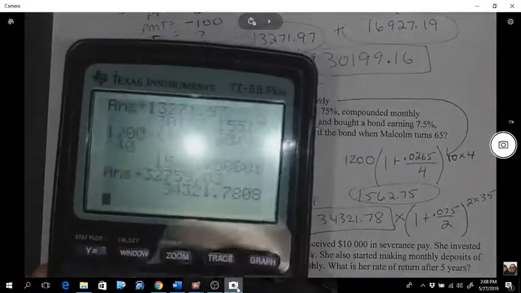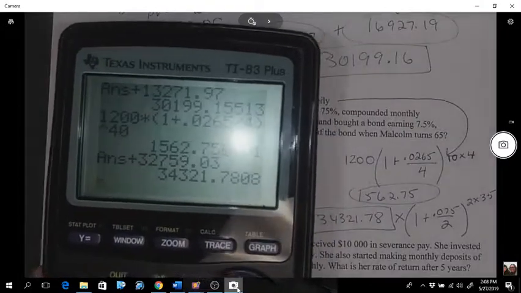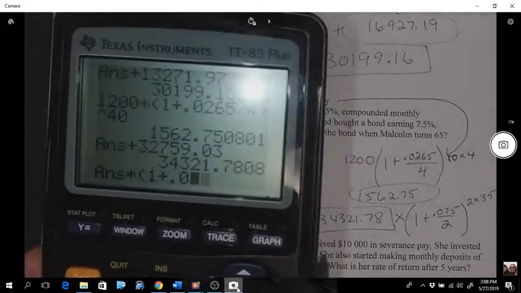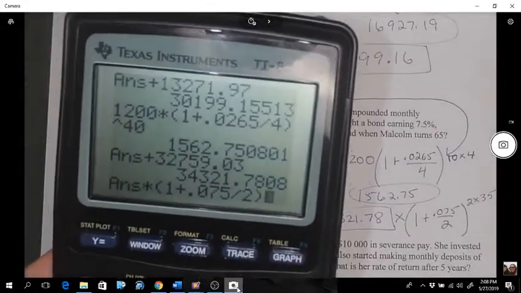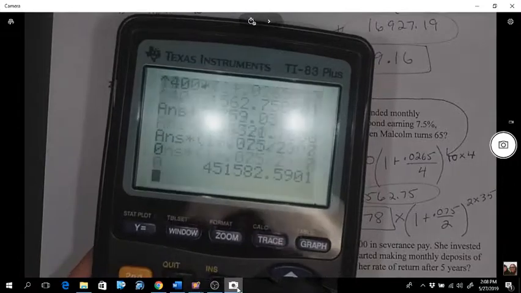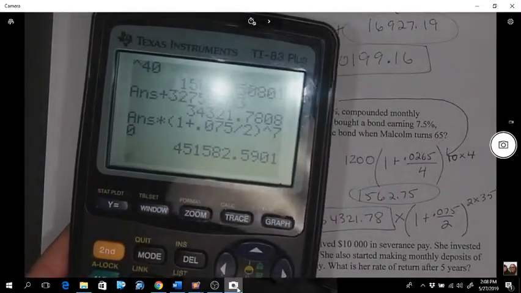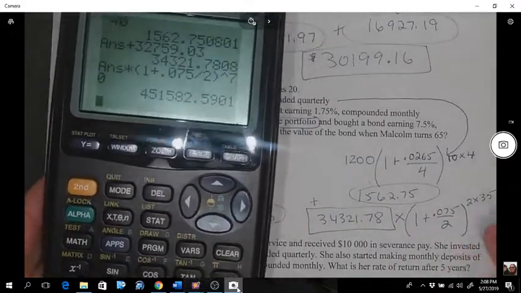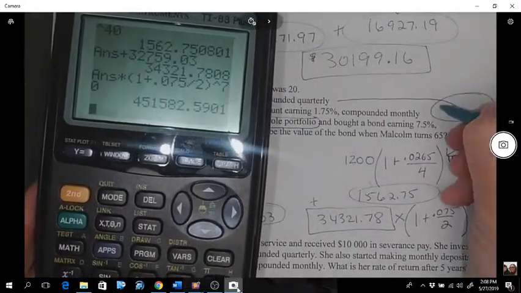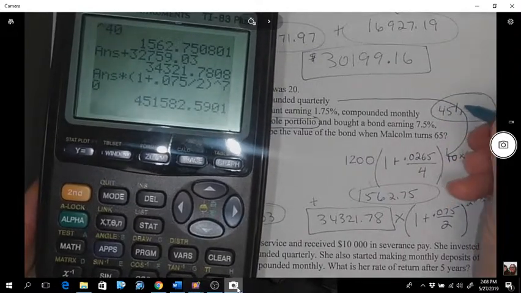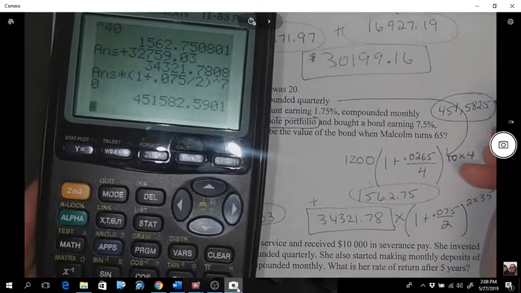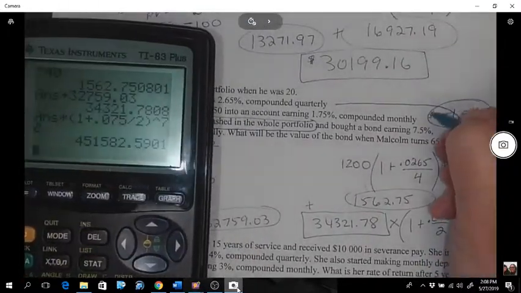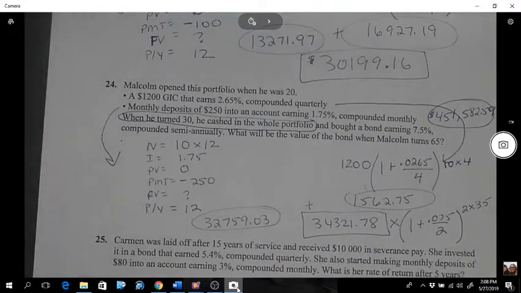So I'm going to take that answer times 1 plus 0.075 divided by 2 to the exponent of 70. And we have a final answer of a lot of money: 451,582.59. Okay, so we had kind of 3 parts going on there.